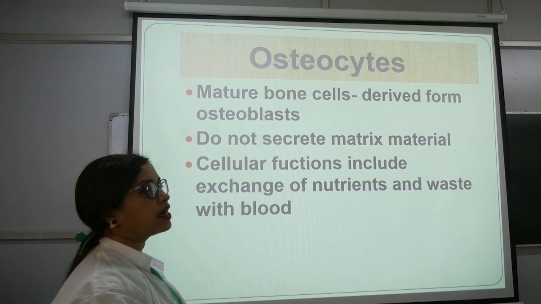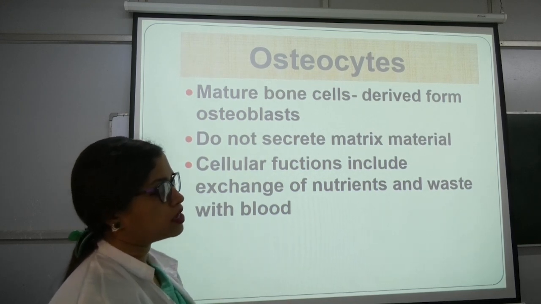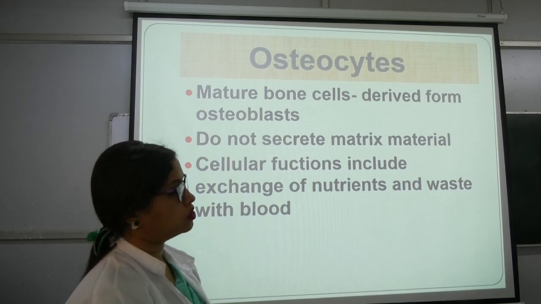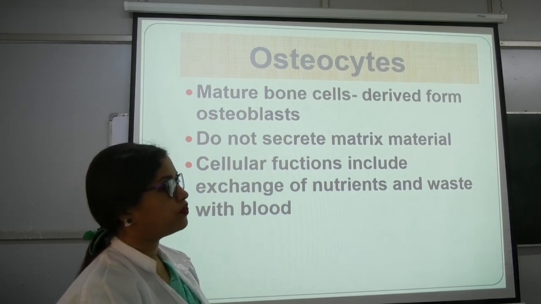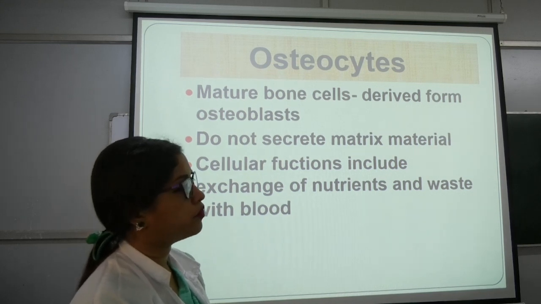So make one column for each: osteoprogenitor, osteoblast, osteocyte, osteoclast. What are the general features? Make each and every difference. This would be one assignment for you.